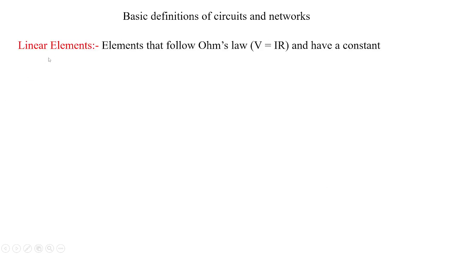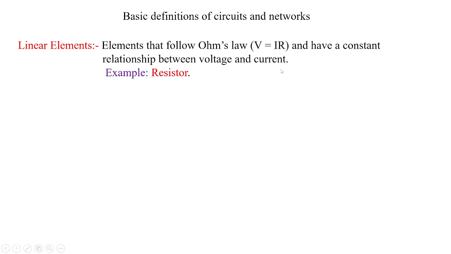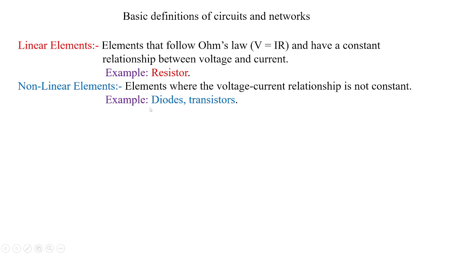Another definition which we have to focus on is linear elements: elements that follow Ohm's law, that is V equal to IR, and have a constant relationship between voltage and current. Example, resistor. And nonlinear elements are the elements where the voltage current relationships are not constant. Example, a diode or a transistor.